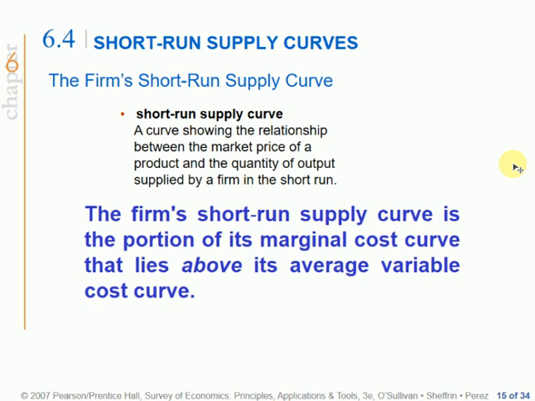Now we can construct the firm's short-run supply curve. A perfectly competitive firm has an individual supply curve. Remember from chapter 3 that the short-run supply curve is a curve showing the relationship between the market price and the quantity of output supplied by a firm.